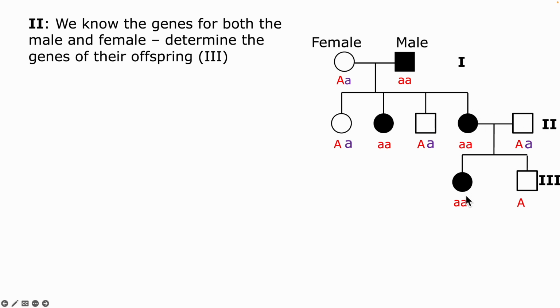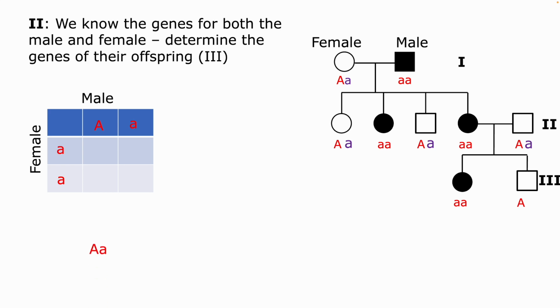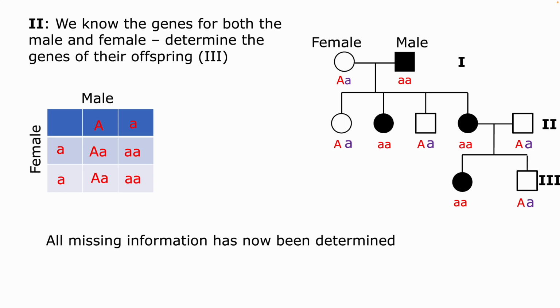We see here that the female in row 2 is homozygous recessive, meaning it got 1 recessive allele from the mother and 1 recessive allele from the father. Because of this information, we know that it got a recessive allele from the father, and so this one has to be heterozygous. Perform the same cross of these 2 individuals, and we can determine what the genotype is of our male in row 3. All the missing information has now been determined.